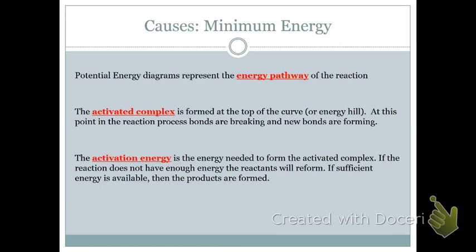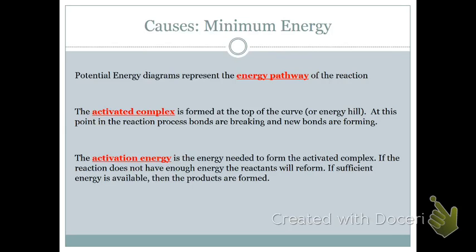The next thing is minimum energy. Potential energy diagrams, we talked about that last unit, and we showed whether a reaction was endothermic or exothermic, whether the products had more energy or less energy. But the top of that energy diagram is important too. It represents the energy pathway of the reaction. At the top of that hill is what's called the activated complex. It's a temporary complex, and it's the point at which bonds are breaking and new bonds are forming. The activation energy is the energy needed to form that complex. If the reaction does not have enough energy, the reactants will reform and you won't get any products. If you do have sufficient energy, then you will form the products.